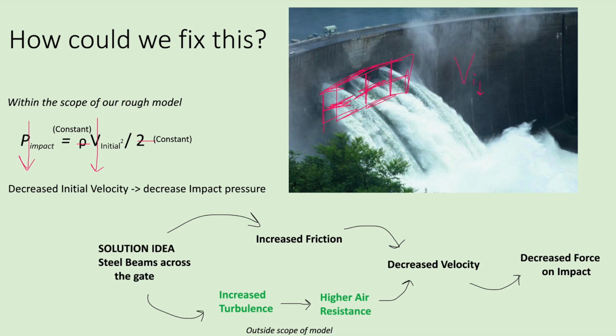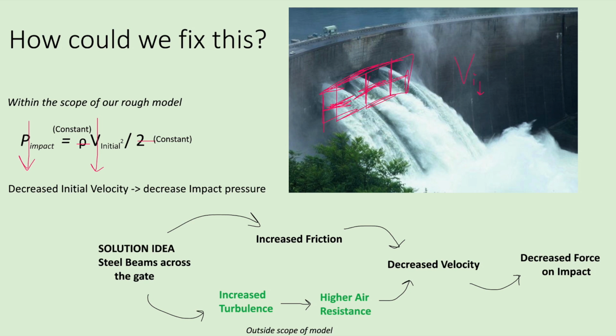This decrease in pressure could be achieved in multiple ways. The way we suggest is by putting some sort of steel beams across the exit point. This would firstly decrease the velocity of the water by increasing friction. This decreased velocity would, in turn, decrease the force on impact.